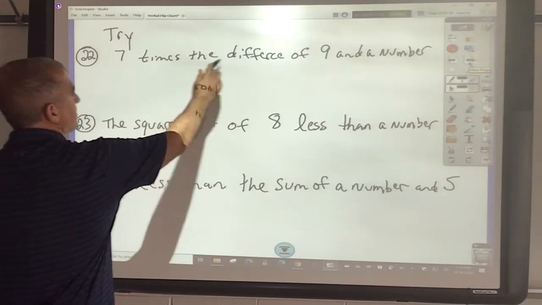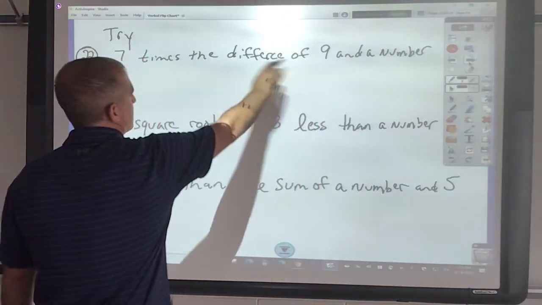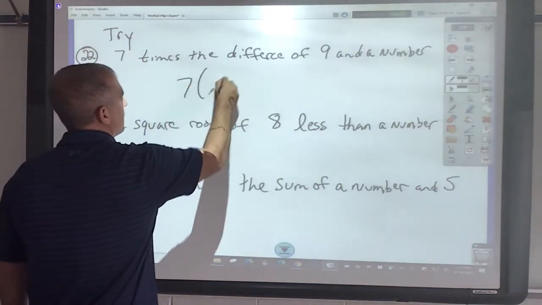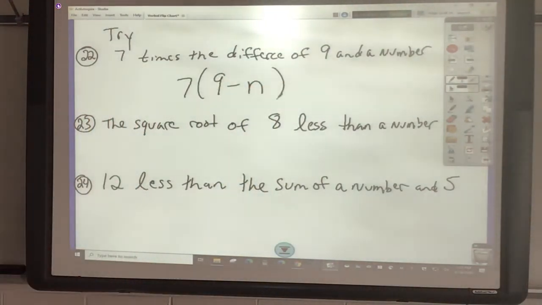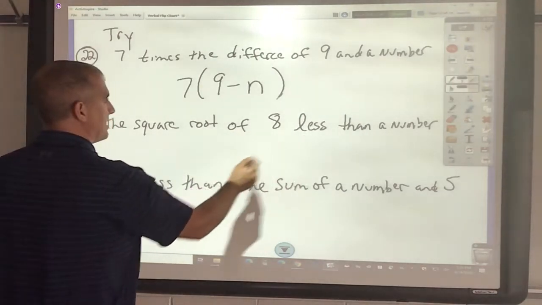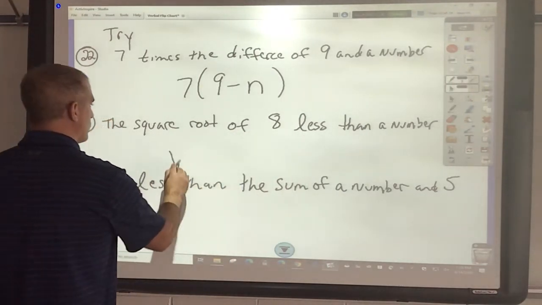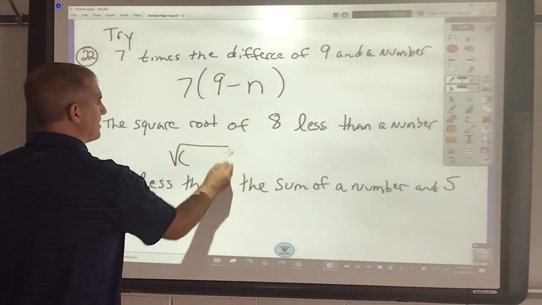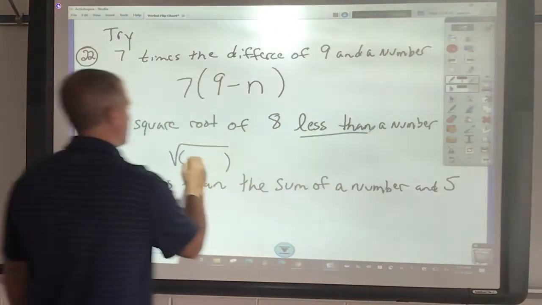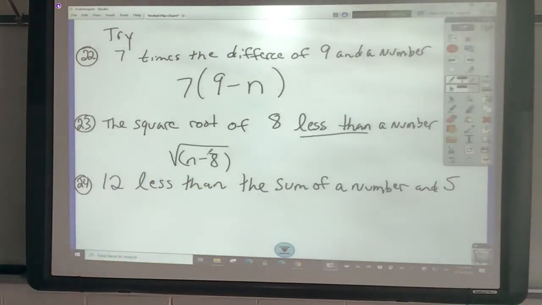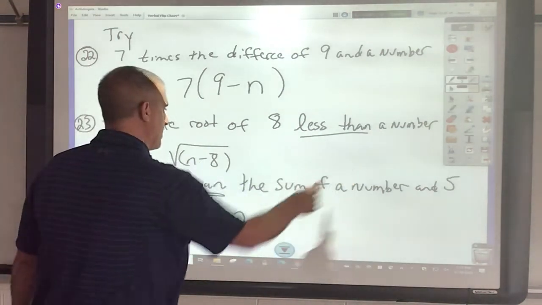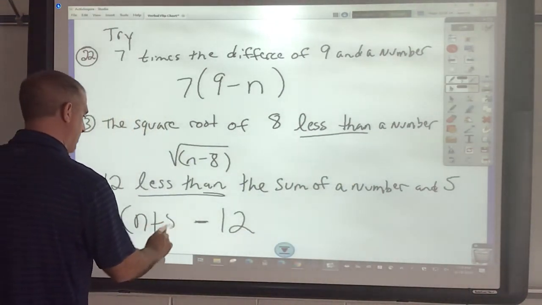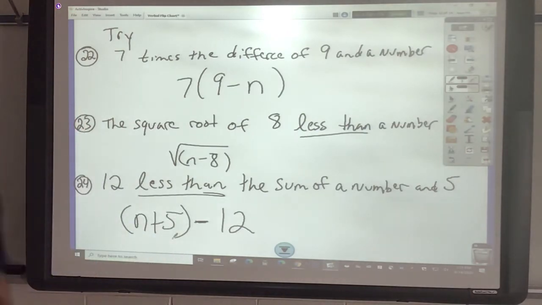Okay, 7 times the difference of n. So we see this difference. All right, 7 times the difference of 9 minus n. There's no flip there. There's words less than, taken away. Okay, the square root of 8 less than a number. Okay, so square root, I know that I got the parentheses. 8 less than, there's that key word. So n minus 8. 12 less than the sum of a number and 5. Okay, here's that word less than. Boom, 12. The sum of a number and 5. So that would be your examples.